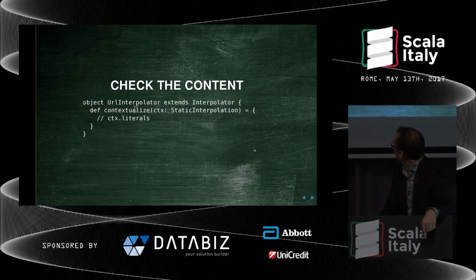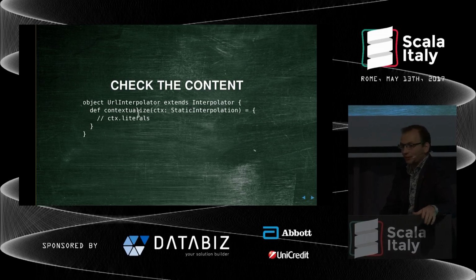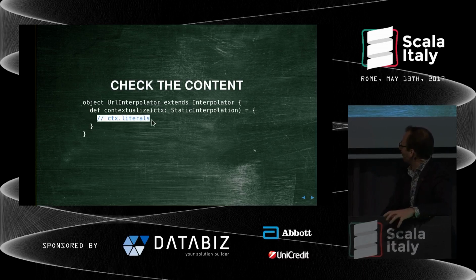And we're going to check the bits we do know about. We're going to check the strings, and we have access to all of those literals in this context parameter that gets passed into the method here. So we can do whatever we like in here. I'm not going to say anything about what goes in there, except that you have access to a sequence of strings, and you can check them however you like.